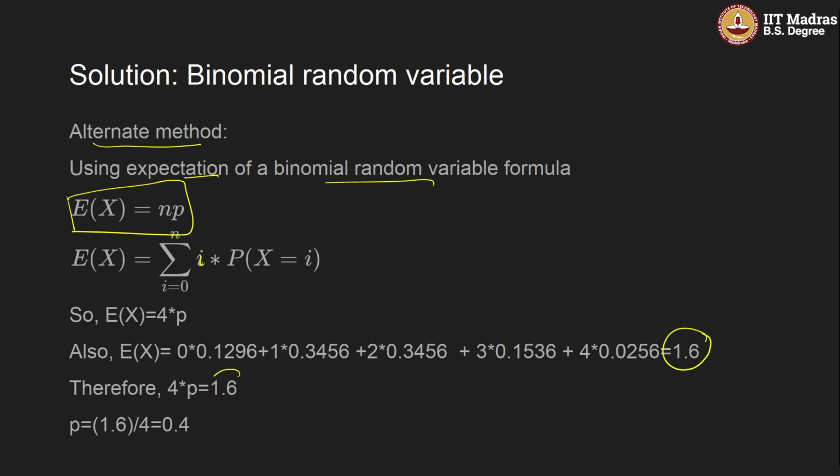Now 1.6 will be equal to n times p. n is given to us as 4. So from here also we can find the value of p, which is 0.4 here.